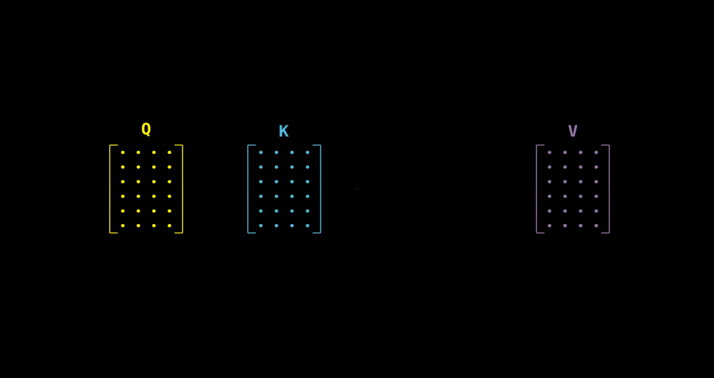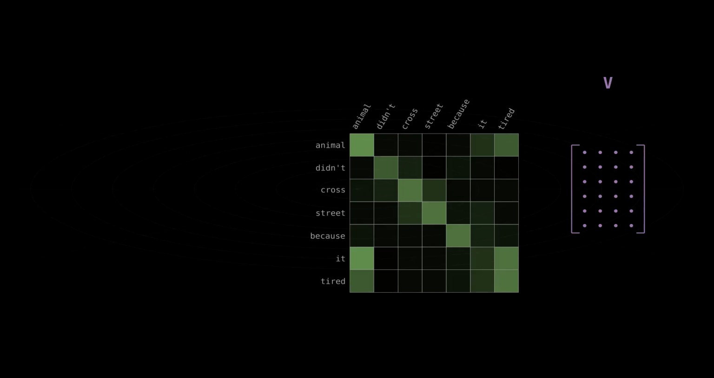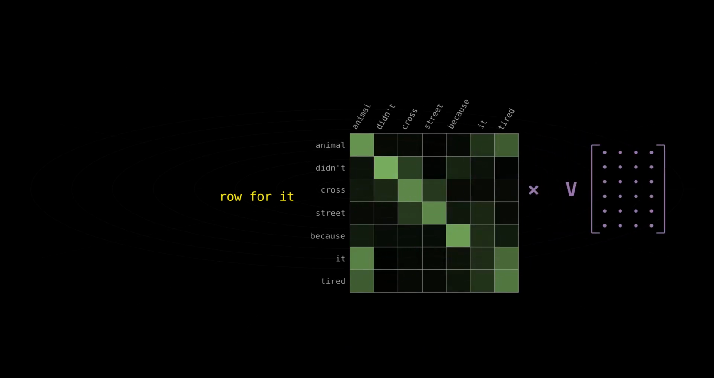Stack all the query vectors into a matrix called Q. Stack the keys into K. Stack the values into V. When Q meets the transpose of K, every query is compared with every key. The result is a square grid of scores. One row belongs to it. Another belongs to animal. Another belongs to street. Scale the grid, apply softmax across each row, and the grid becomes an attention matrix. Bright cells carry more weight. Dark cells carry less. Multiply that matrix by V, and every row receives its own weighted value mixture.